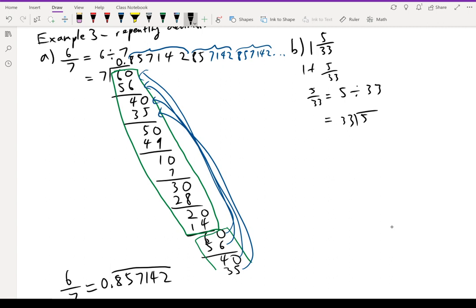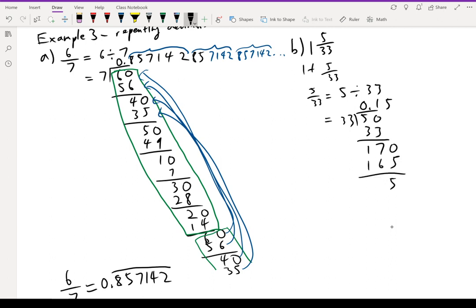33 goes into 5 0 times, so that's 0 point, add a 0. 33 goes into 50 1 time, and I'm going to put 33 here. And then 50 minus 33 will give me 17. 33 goes into 17 0 times. And so I still add a 0, doesn't matter. And then 33 goes into 170. Let me just quickly check. 33 goes into it, is it 5 times, I believe? Yes, 5 times. And that will give me 165. I take the subtraction, that will give me 5.